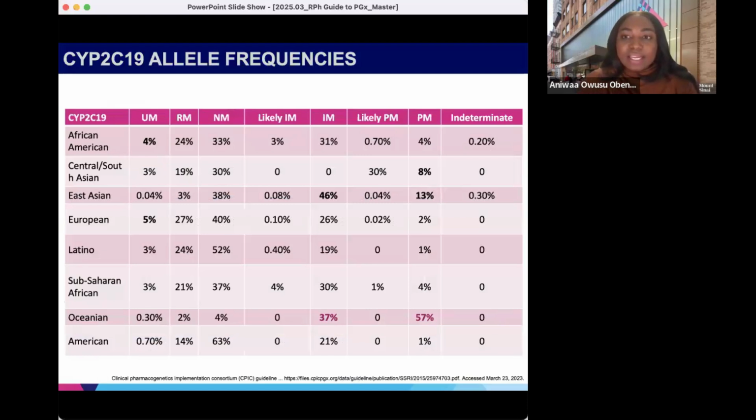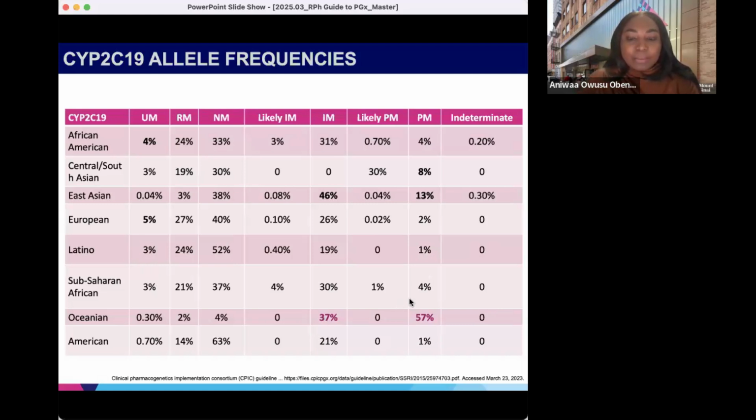When it comes to the CYP2C19 allele frequencies, as I mentioned earlier, you're looking for intermediate metabolizers and poor metabolizers, especially for the clopidogrel example. So among East Asians, or people of East Asian ancestry, about 46% of them are intermediate metabolizers and 13% of them are poor metabolizers. That is more than half. So more than 50% of the East Asian population would be at least an intermediate metabolizer or a poor metabolizer. This is the reason why you would want to advocate for testing if they are being challenged with a therapy that they could be implicated with.